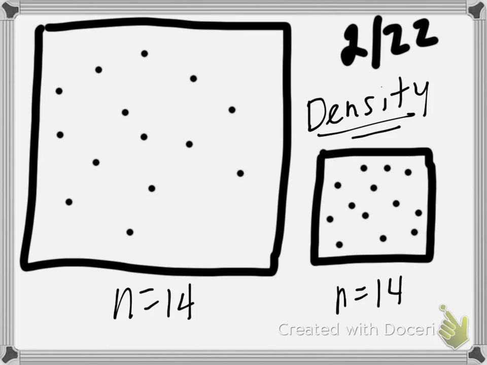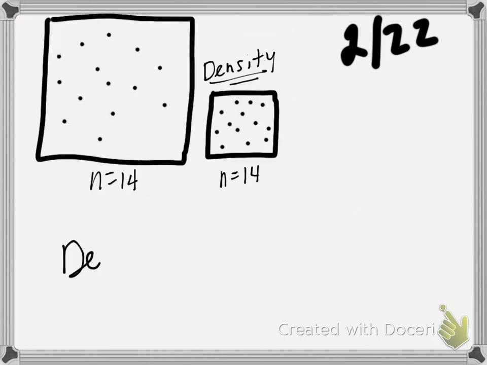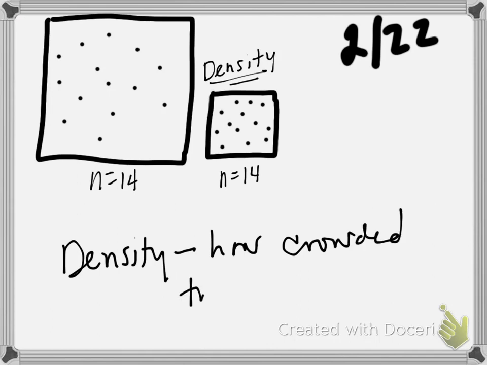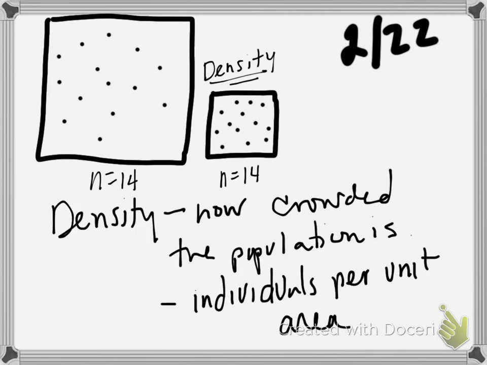And we can define density. We can say that density is how crowded the population is. And if we want to have a more scientific sounding definition for this, we could say that density is the number of individuals per unit of area. Okay, the number of individuals per unit of area.